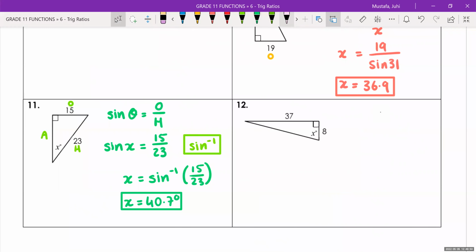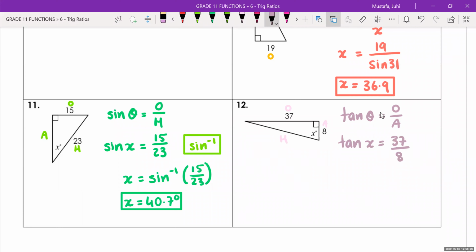All right, so for question 12, I have, again, x degrees. I'm going to label this opposite, and this is adjacent, and this is the hypotenuse. If I have the opposite and the adjacent, what am I going to use? Sine, cos, or tan? Tan is correct. Tan theta is equal to opposite over adjacent. I'm going to fill in my information. So theta is just your x. Opposite is 37 and adjacent is 8.